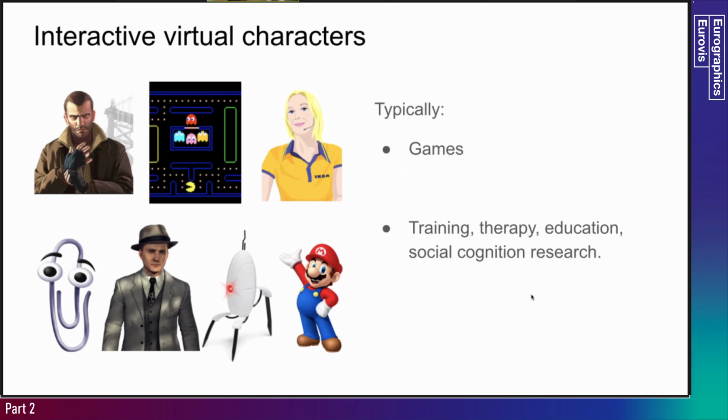So these are the virtual characters I showed, but I got rid of all the film characters. These are ones you see in games or even in early-stage Windows applications. You have this Clippy agent jumping up and down. Typically in the consumer market you see them in games, but in research, and in the consumer market now as well, you see them used in training, therapy, education, and also social cognition research. As I've been collaborating with the UCL Neuroscience Lab, we have done lots of work on that front as well. So these are typical places where you see those virtual characters.